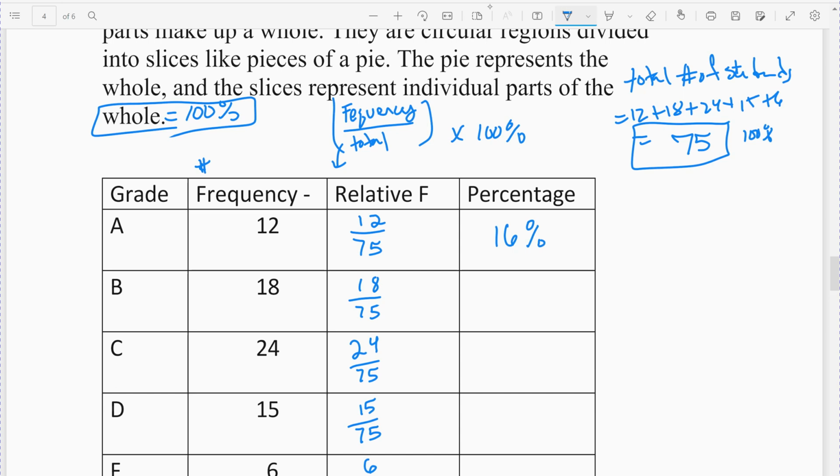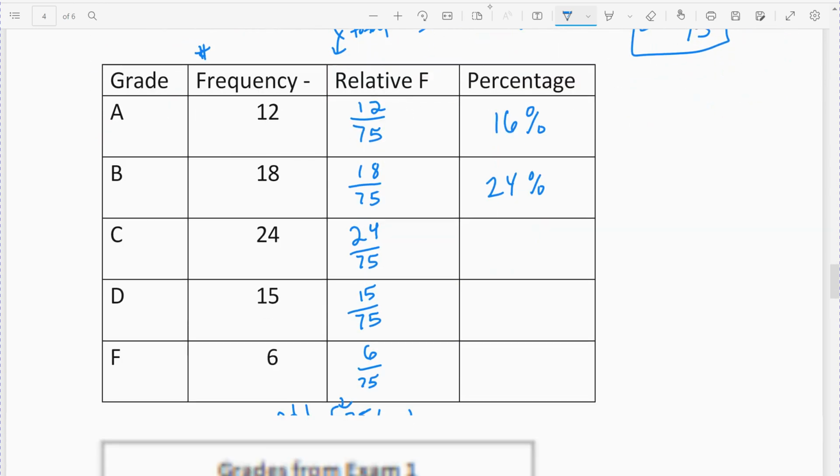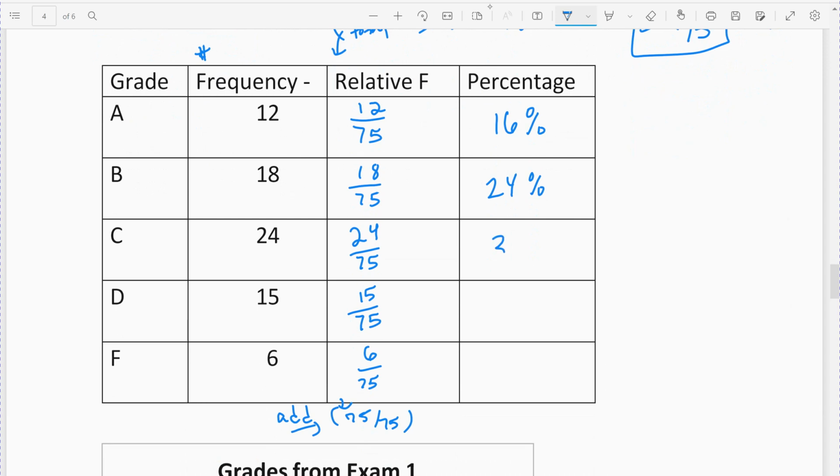18 divided by 75 times 100 gives 24% are B. 24 divided by 75 comes out to be 32% are in the C range. 15 divided by 75 is 20%. And 6 divided by 75 comes out to 8%. Again, if you add these up, it should add up to the total class, which should add up to 100. It does. If you add up all the percents, it should add up to the total.